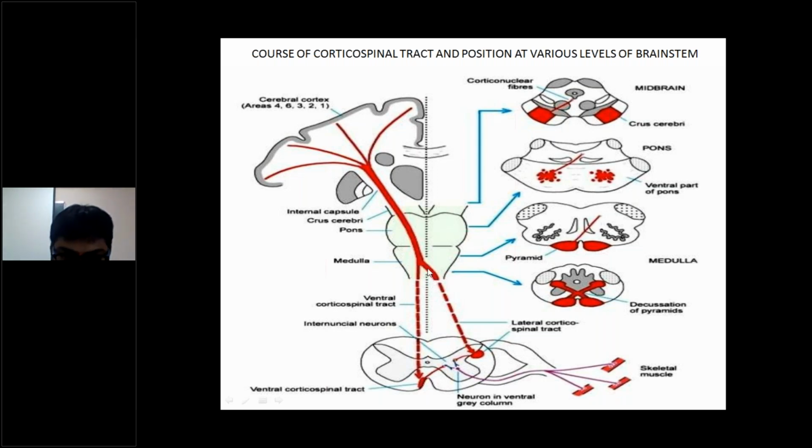Lower part of the medulla, decussation. 80%. Lateral corticospinal tract. This is the ventral corticospinal tract. And this, from the spinal cord, is the lower motor neuron. This is the upper motor neuron.